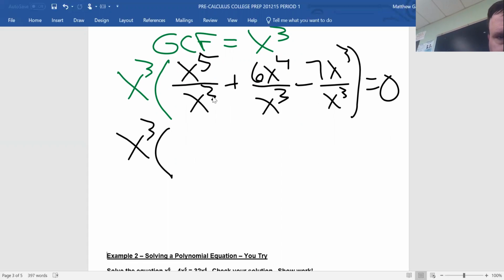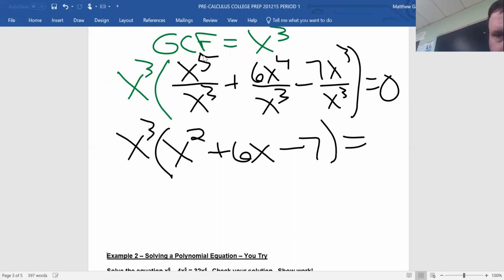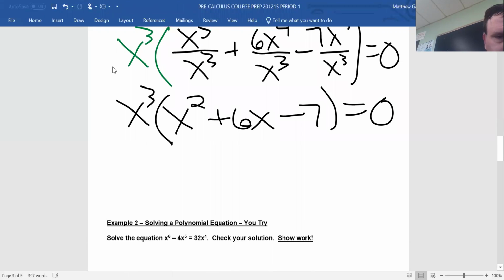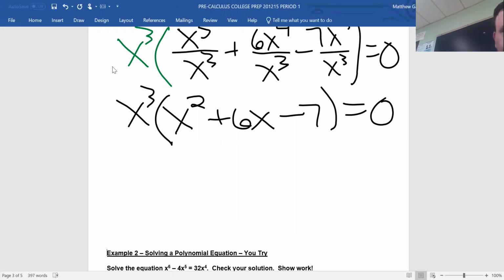Now, x to the 5th power divided by x cubed, all you got to do is subtract the exponents. 5 minus 3 is 2. 4 minus 3 is 1. So the second term just becomes 6x. And the third term becomes a constant. So the whole idea here is to get a monomial in terms of x and then a polynomial that's a quadratic, because we can solve the quadratic when we apply the zero product property. We can solve that through factoring or the quadratic formula.